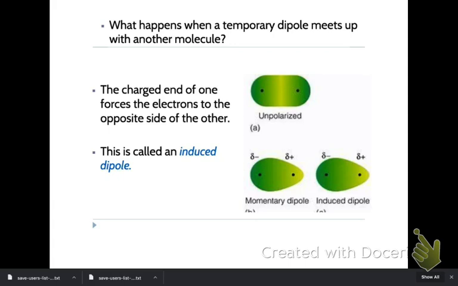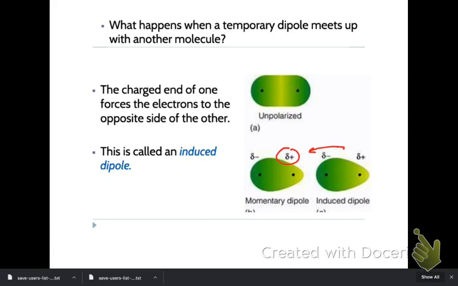So what happens when a temporary dipole meets up with another? It's going to induce, and when you induce something, you force something. It's going to force the other molecule to shift its electron charge cloud as well. So it depends on which end of that temporary dipole comes into contact with another neutral particle; it will cause either the electrons to be attracted or repelled. In this case, we have the positive end causing the electrons to be attracted to it. Remember, opposite charges attract, like charges repel.